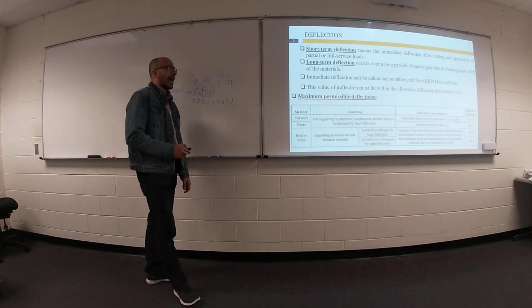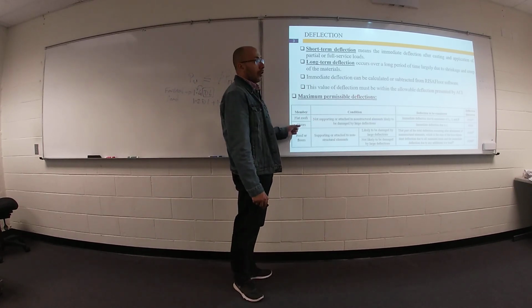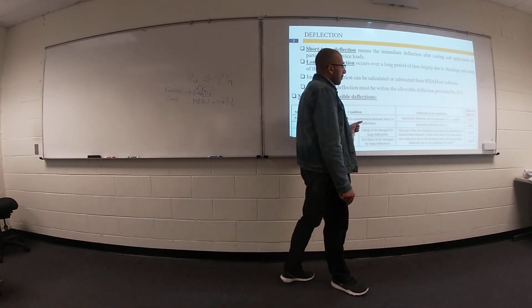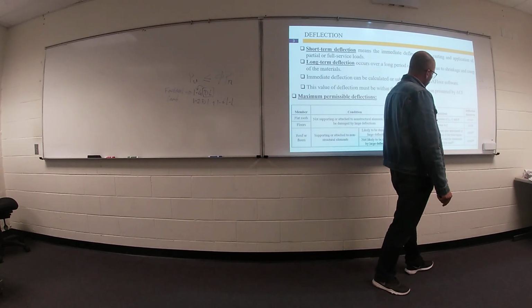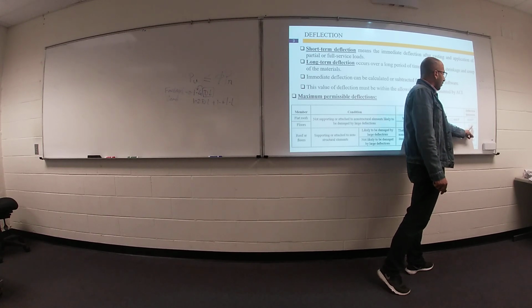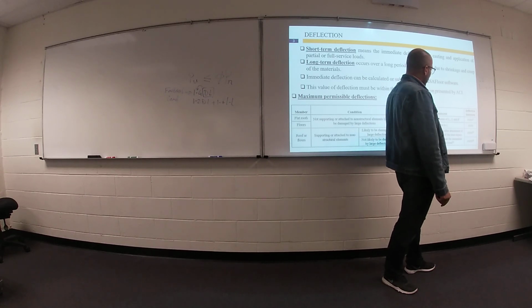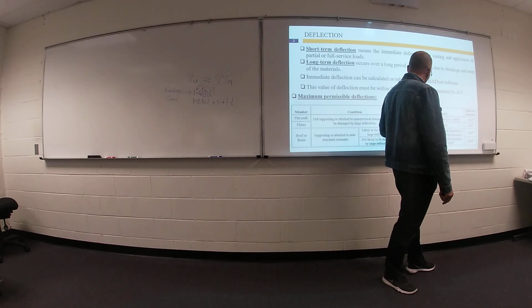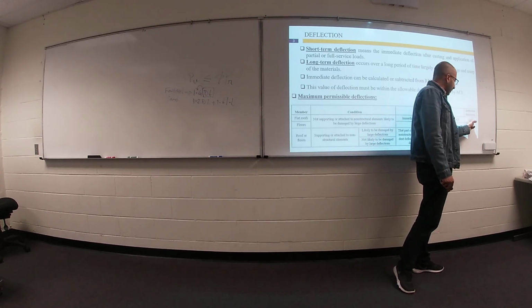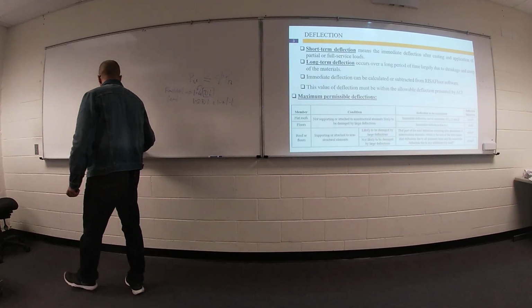What is the permissible or allowable deflection? According to ACI, if you are talking about floors or roofs, if you are talking about live load only, your immediate deflection must be L over 360. For the maximum deflection, if you are talking about roof live load or snow load or rainfall load, your maximum immediate deflection must be L over 180. I'm sorry, what do you mean by L?